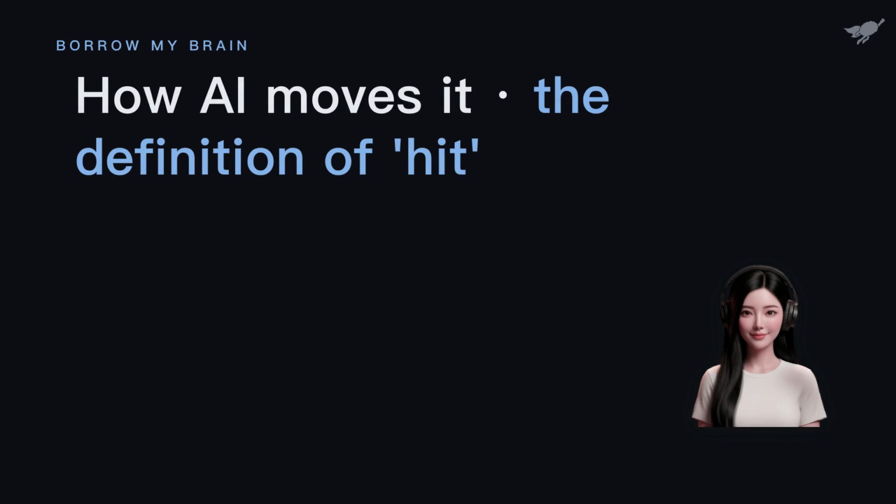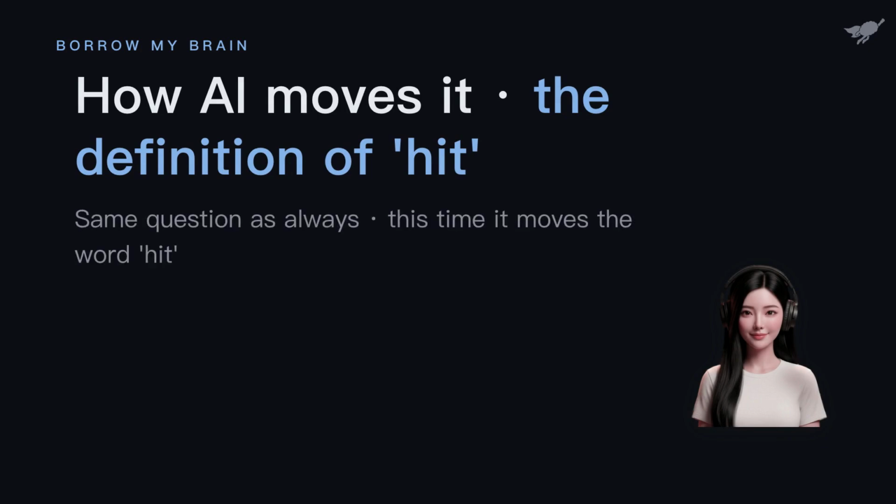Same as always, one question. How will AI change this part? This time, what it changes is the definition of the word hit. In a traditional cache, only an identical request counts as a hit.